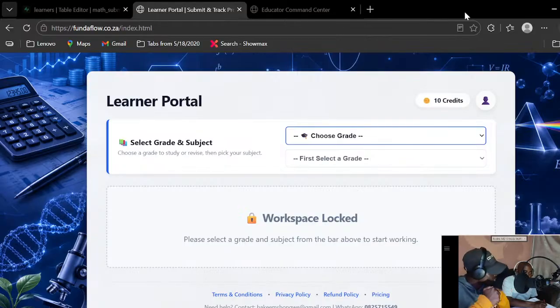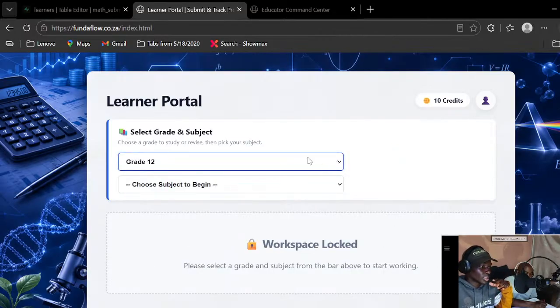Let's just show them what we have on the learner dashboard. What are some of the new features there? The first thing you're going to do is choose a grade. You can pick grade 12 or grade 10, and since you're doing the grade 10 live, we're going to go to grade 10.